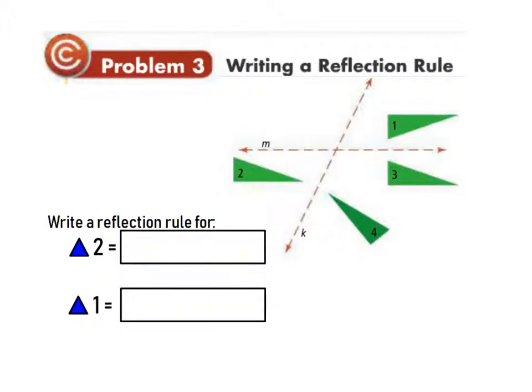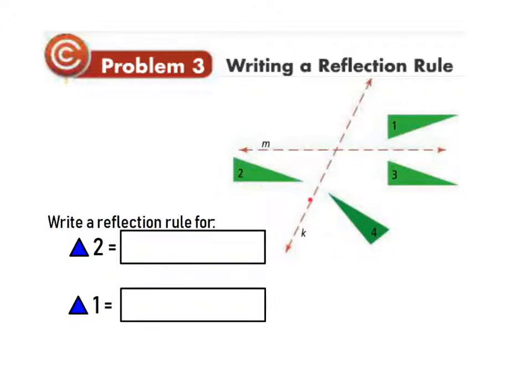All right, let's try another type of reflection. And this, not everything is based off of a coordinate plane. So if you look at this example, it's wanting me to write a reflection rule for triangle 2. So looking at these different triangles, 2 is a reflection of which of these other triangles, do you suppose? 4. It's 4, okay? And then the other part is which line did it reflect over?